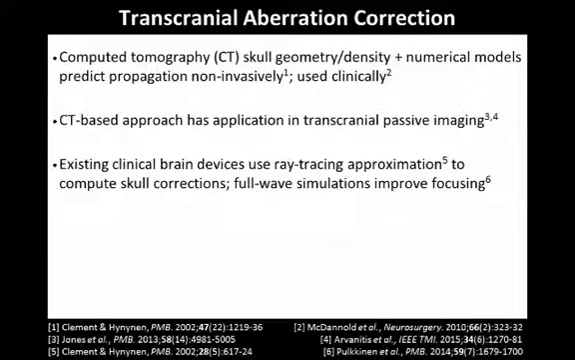For this work, we are now looking at how to do the skull corrections. Typically in treatment, when we use high powers to treat brain tumors or brain disease, we use CT-based numerical models that predict phase corrections and then use them for the transmitted sound. Similar models have been used for passive imaging. We have tested those, and they seem to work well through the human skull.